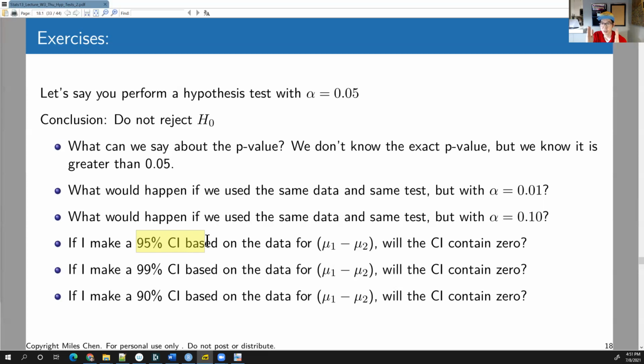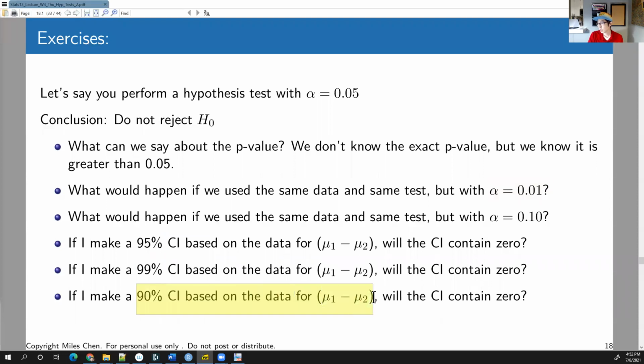Let's make a 99% confidence interval. The 99% confidence interval is just going to be wider than the 95% confidence interval, right? If the 95% confidence interval contains 0 and I make it wider, this wider interval will also contain 0. So it will contain 0. We are not going to reject the null. Same conclusion as making alpha equal to 1%.